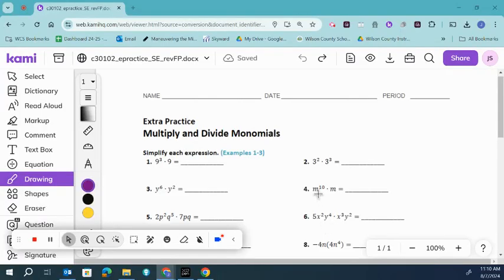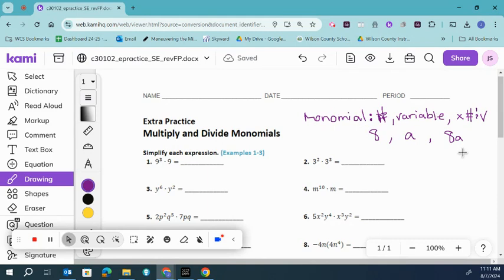Today we are talking about multiplying and dividing monomials. A monomial is a number, a variable, or a product of a number and a variable. So an example of those would be 8. A variable would be a, and a product of a number and a variable might be 8a. So these are examples of monomials.